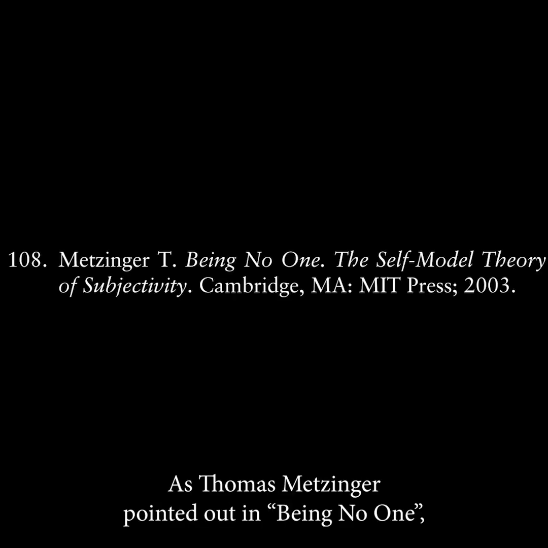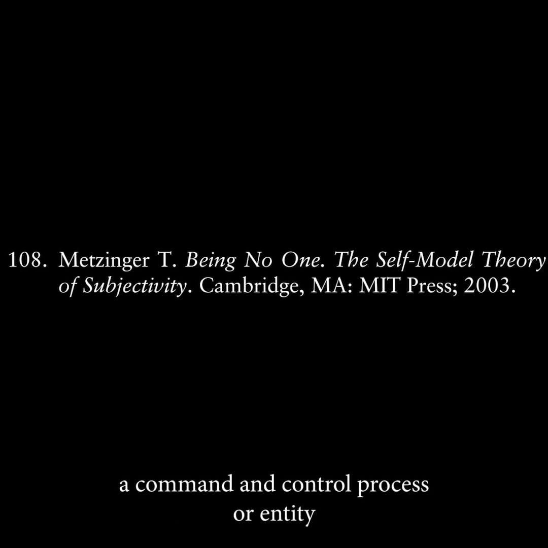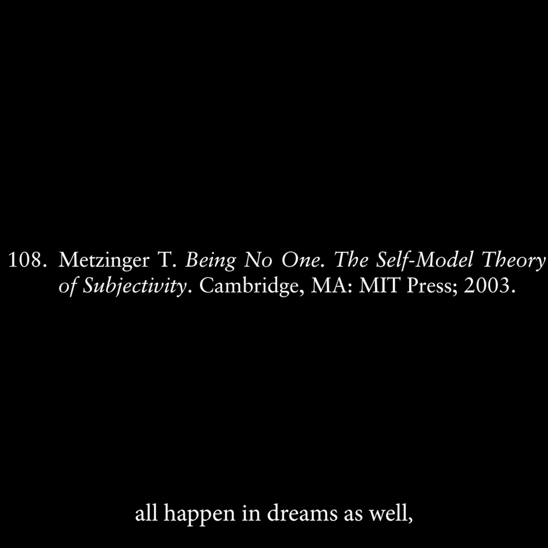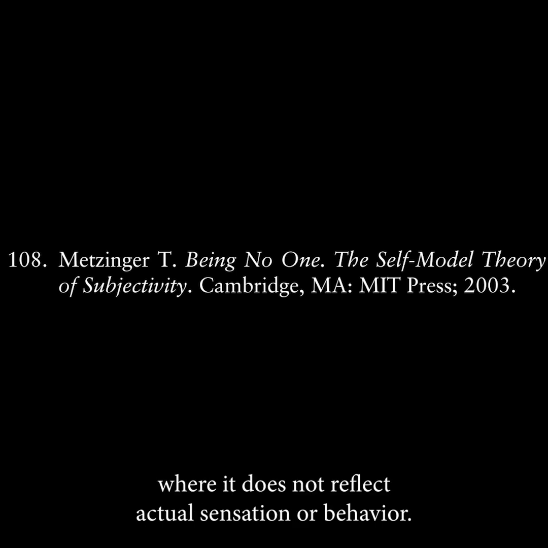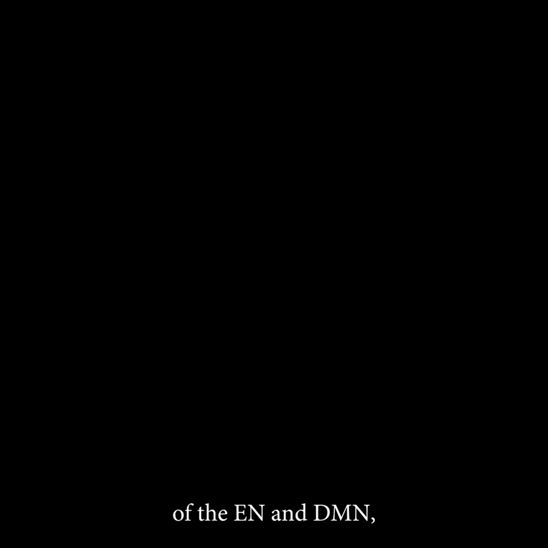As Thomas Metzinger pointed out in Being No One, the perceived self does not have to be a command and control process or entity in order to feel like one. After all, the feeling of being a self, having perceptions and making decisions, all happen in dreams as well, where it does not reflect actual sensation or behavior. That feeling, while awake, may be just a post hoc representation of processes that happen prior to NSE. The perceived agentive self making decisions may reflect just another pyramid of reports, this time originating from within the prefrontal executive areas of the EN and DMN rather than from the sense organs.